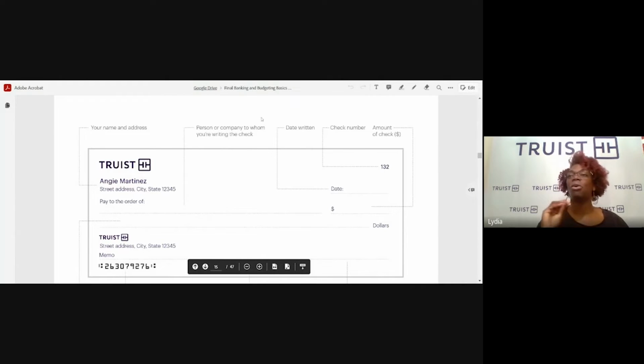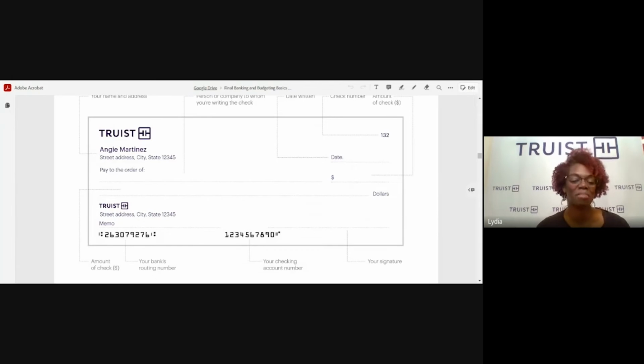So for pay to the order of, please write it to a name. Please don't write it to cash. If you write it to cash, anybody who finds that check, say it gets dropped, anybody can pick that check up and cash it.